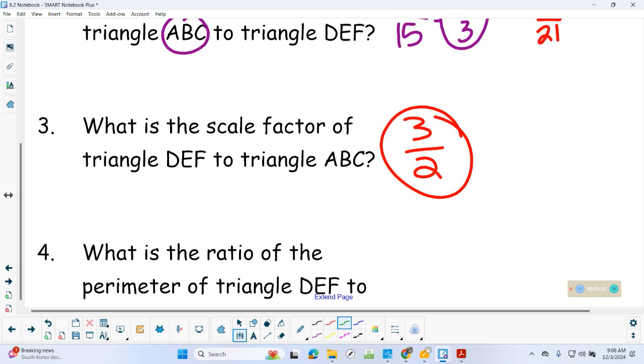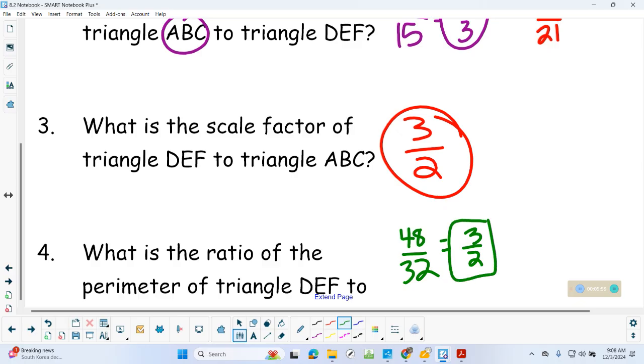So perimeter DEF to ABC. So you're starting with the bigger triangle, so 48 over 32. And of course, reduce it. What does that reduce down to? Use your calculator if you got to. 3 over 2, 3 halves. 16 goes into both of those.